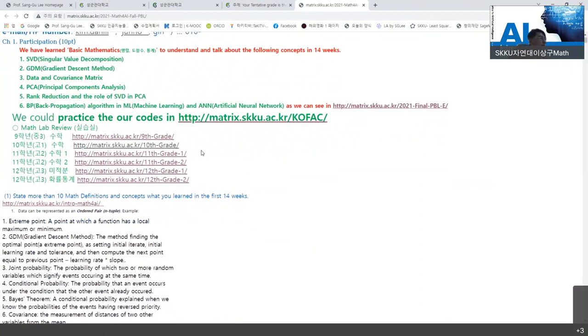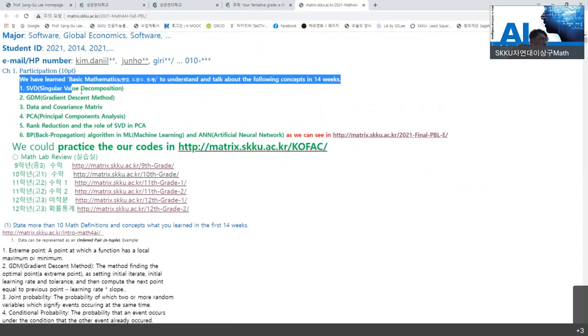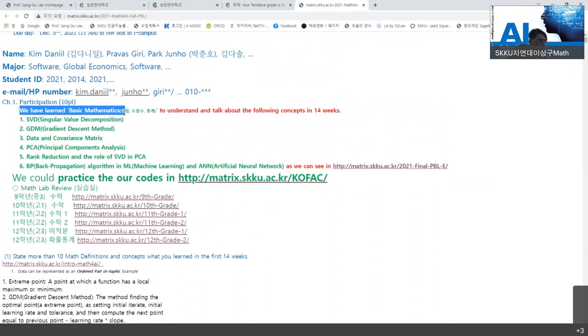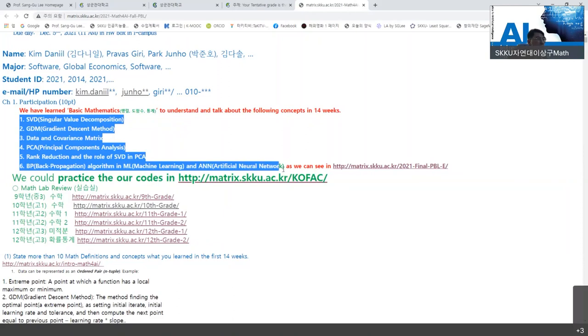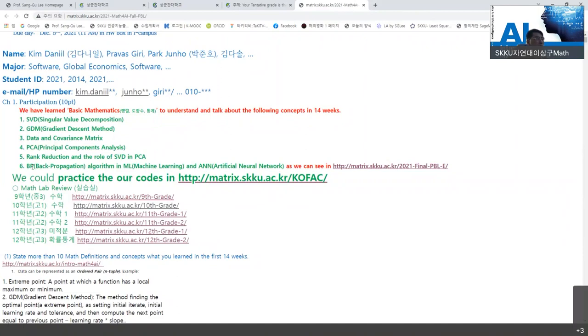all of you made your final report, but the important thing was, we have learned very basic mathematics on matrix and partial derivatives and basic statistics, so you can talk with others who have an interest in artificial intelligence. This includes the singular value decomposition and the gradient descent method and data and covariance matrix and principal component analysis and rank reduction and the role of a singular value decomposition in PCA and back propagation algorithm, which is used in machine learning and artificial intelligence.